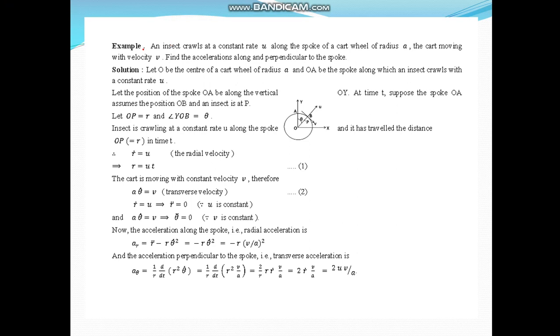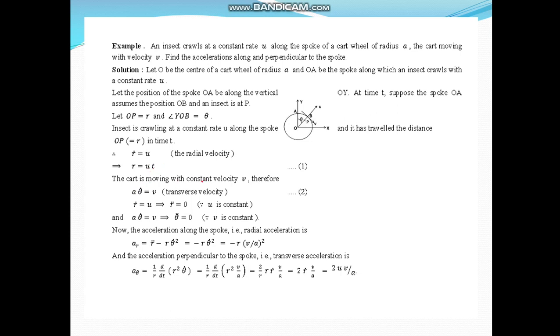Then next example: an insect crawls at a constant rate u along the spoke of a cart wheel of radius a. The cart is moving with velocity v. Find the acceleration along and perpendicular to the spoke. So O is the center of the cart wheel of radius a, and OA is the spoke along which an insect crawls with a constant rate u. Let OP be r. So r dot is u here, the radial velocity. So r will be ut, just by integrating.